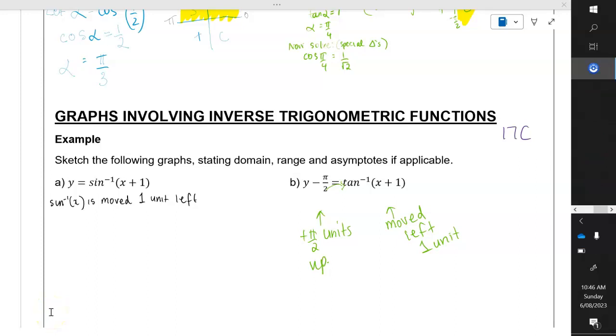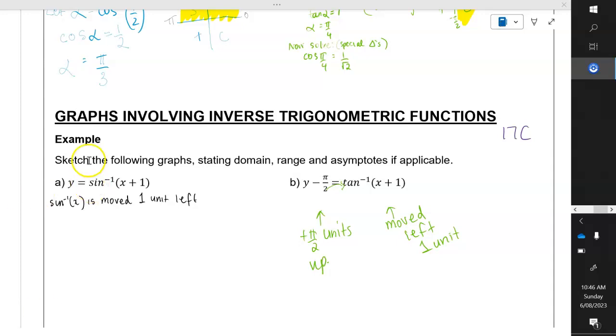Okay, hi Year 11. Today what we're going to be having a look at is exercise 17C in extension, and it's graphs involving inverse trig functions. So I've split this up into two videos, I think I will, and we'll have a look at the graphs first and then we'll have a look at some of the proofs in a moment.